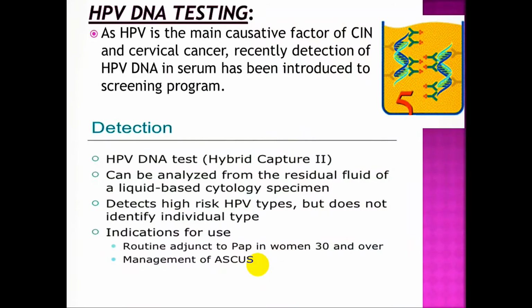Human papillomavirus DNA testing; HPV is the main causative factor of SIN and cervical cancer. Recently, detection of human papillomavirus DNA in serum has been introduced to screening programs. The hybrid capture test can be analyzed from the residual fluid of a liquid-based cytology specimen, detects high-risk human papillomavirus types, but does not identify the individual type. The indication for use is routine adjunct to PAP in women 30 years and over and management of ASCUS.